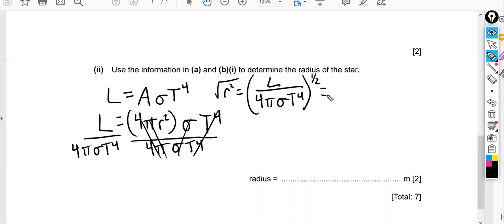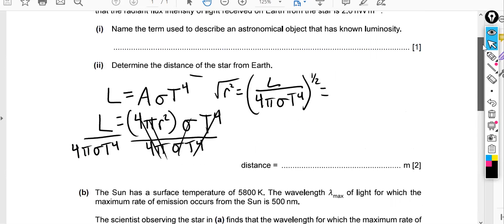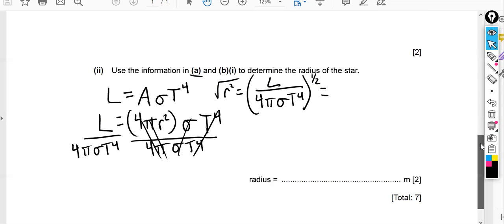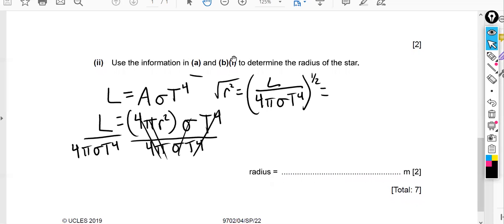I think we're ready to substitute in some values now. Remember that the information in A was that the luminosity of the star was, I can't remember now, I think it was 4.8 by 10 to the 29 watts, over 4 pi. The Stefan Boltzmann constant, if you have really good detailed notes, maybe you found it's 5.67 by 10 to the negative 8. You have to remember there's a negative there. So 5.67 by 10 to the negative 8.